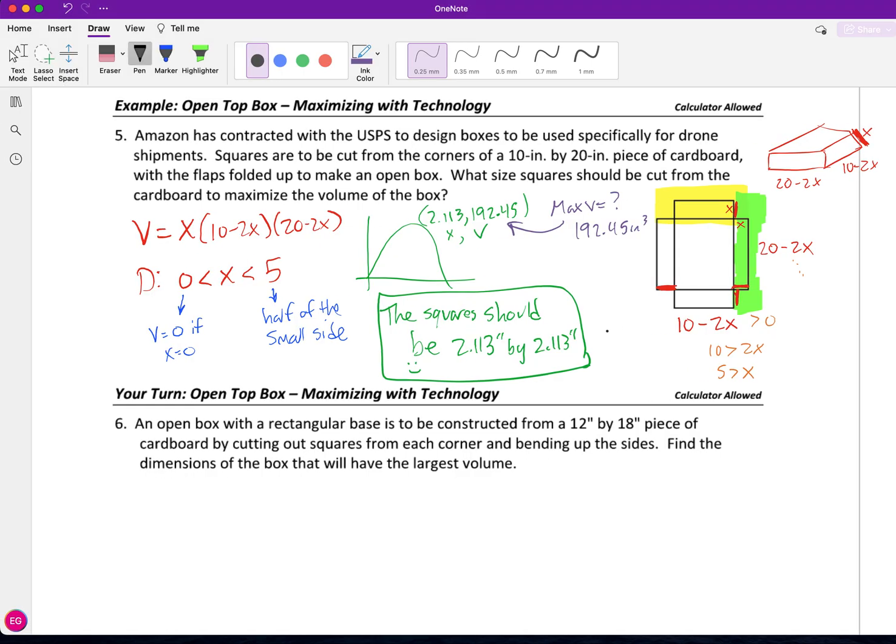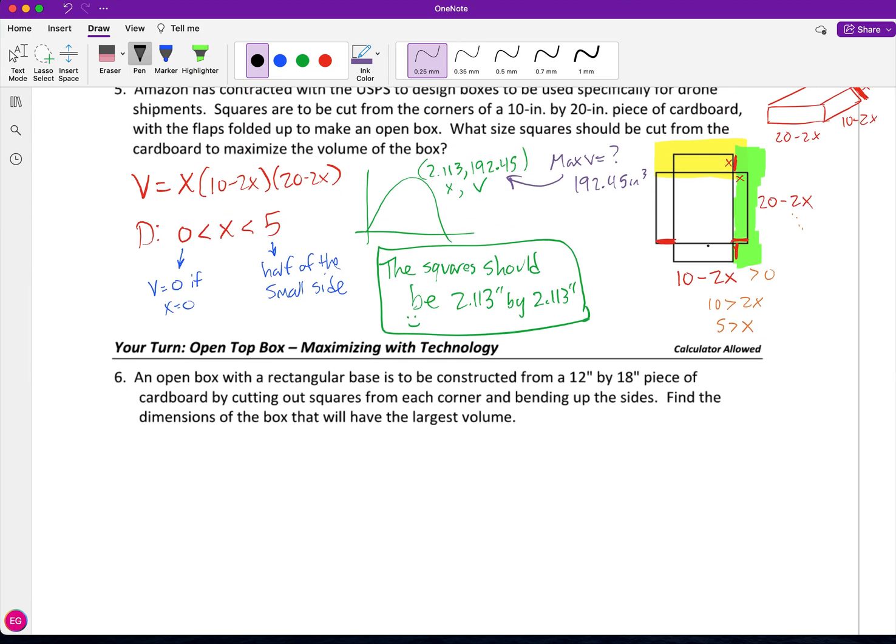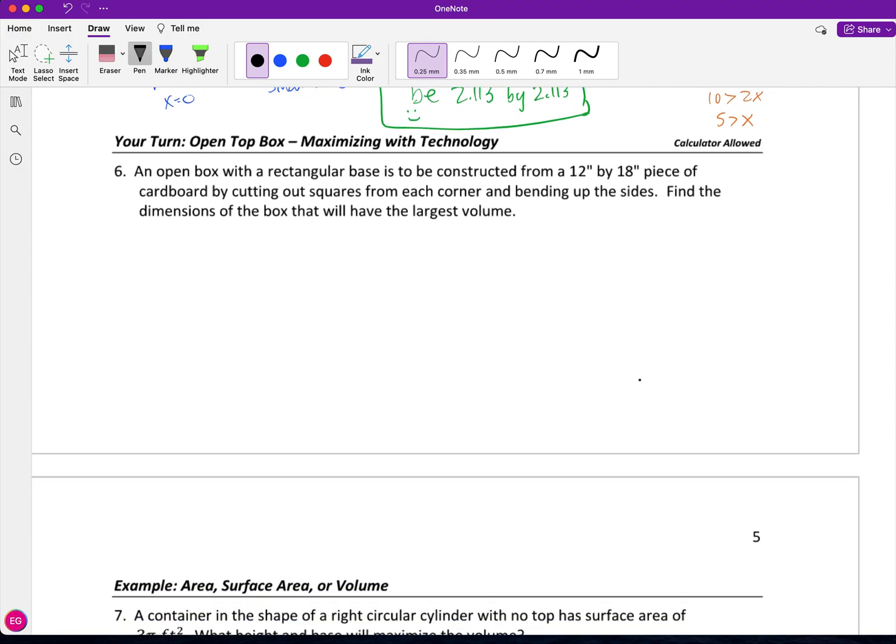Okay? All right. You should pause the video and try your turn yourself. If you want, I would suggest you draw this little picture that I originally had over here. So like the box with the corners cut out. And you should pause the video, and I will be here when you get back.